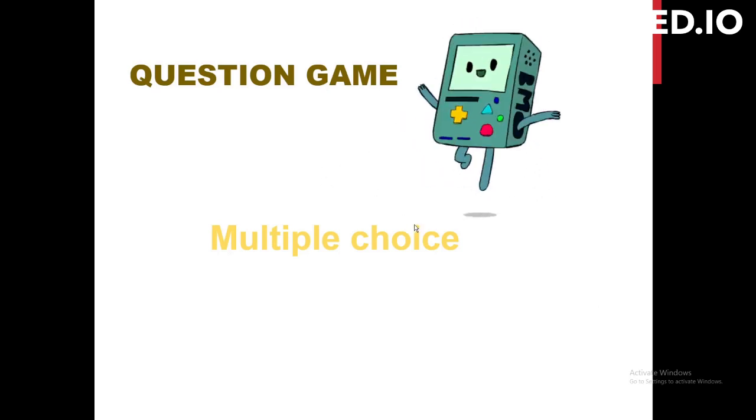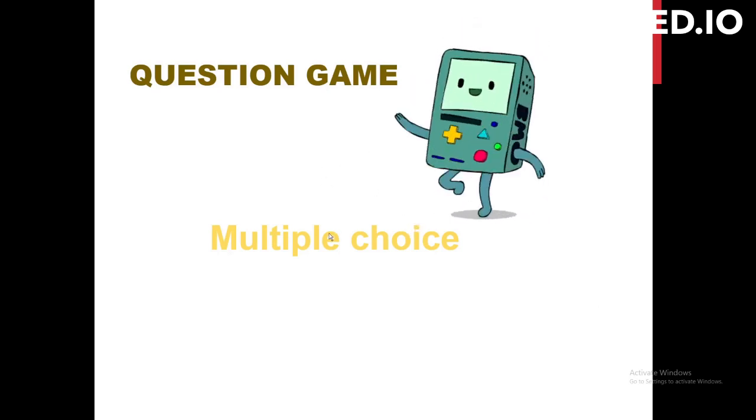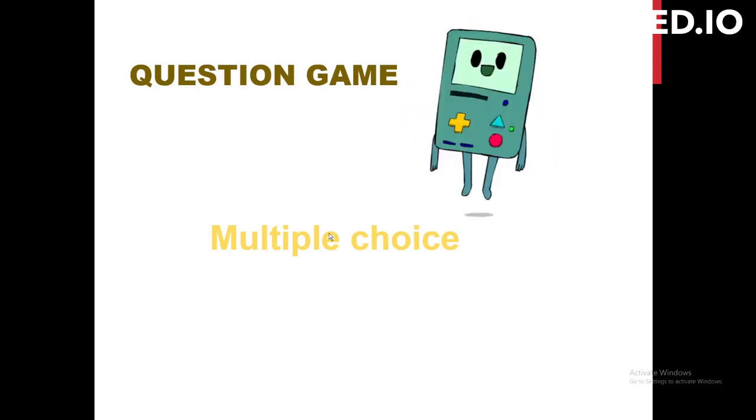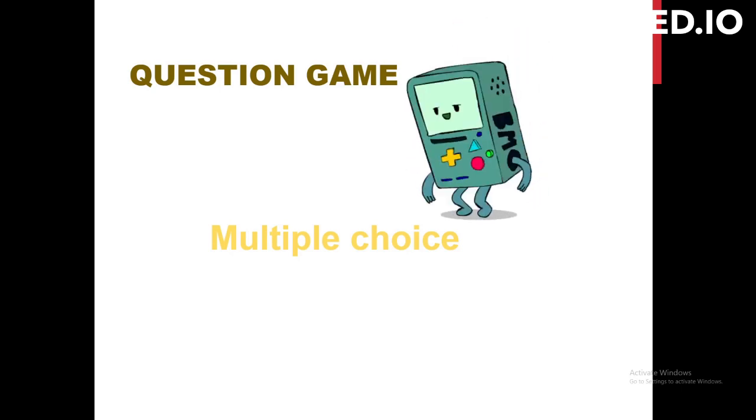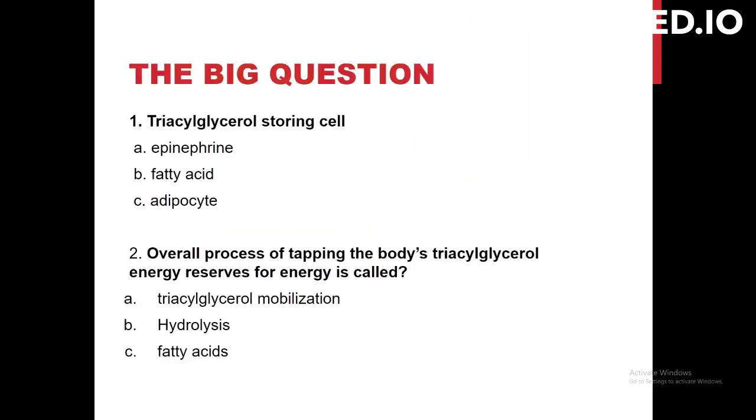Question game, multiple choice. In this game, we will be giving you 10 seconds to answer. The first question: what is the triglycerol-storing cell? A. Epinephrine. B. Fatty acid. C. Adipocyte. 10, 9, 8, 7, 6, 5, 4, 3, 2, 1.